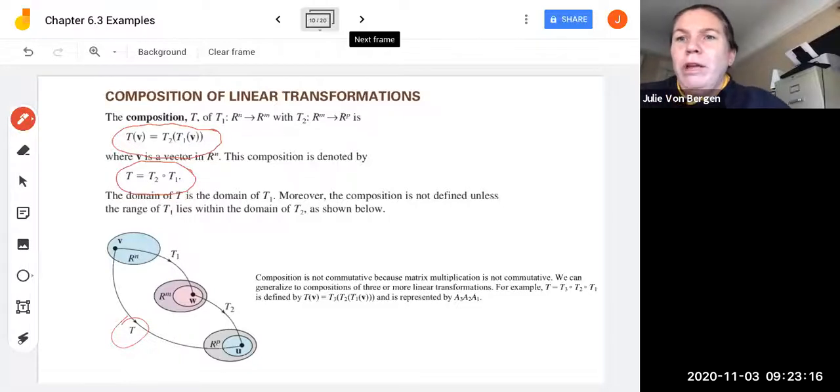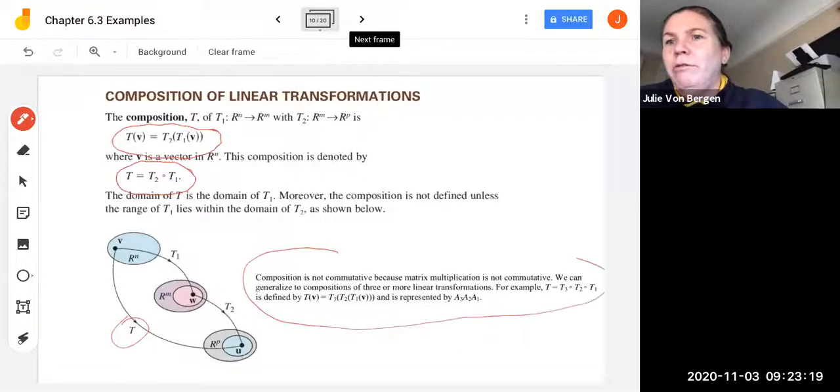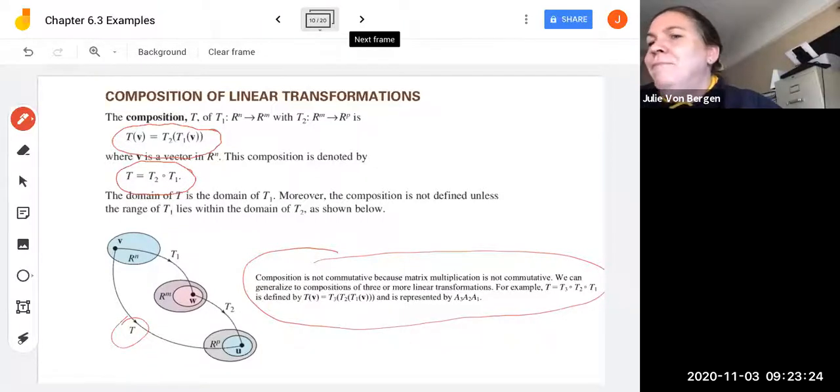So it's important to note here that composition is not commutative, and that's because matrix multiplication is not commutative. We're going to see in the next theorem that we can represent composition as a series of matrix multiplications. So we can generalize to a composition of 3 or more linear transformations. For example, if T is T3 composed with T2 composed with T1, that's defined by T of V is T3 of T2 of T1 of V, and it's represented in terms of matrices as A3 multiplied by A2 multiplied by A1.